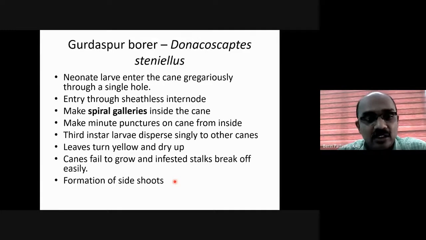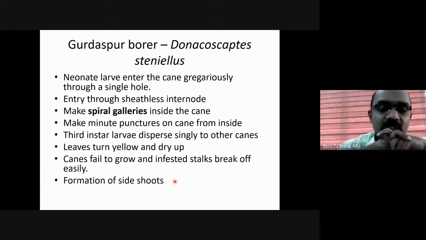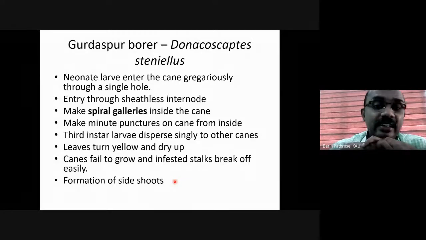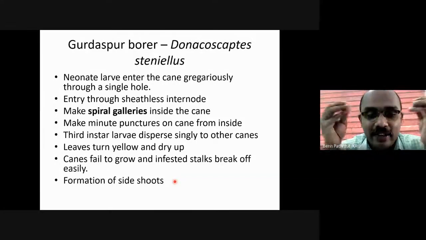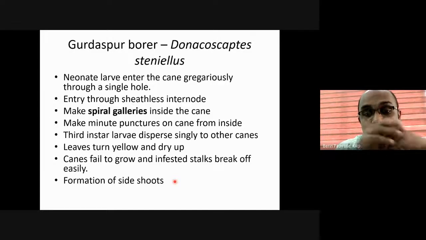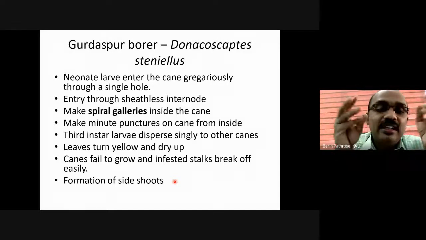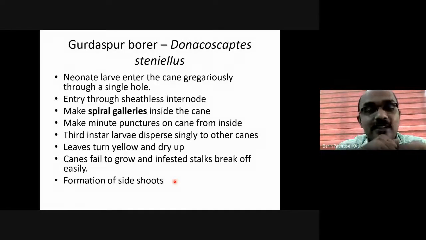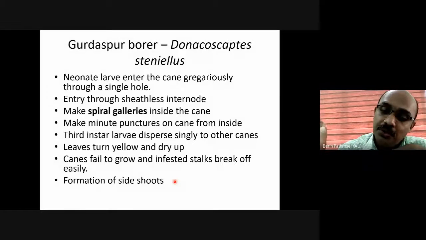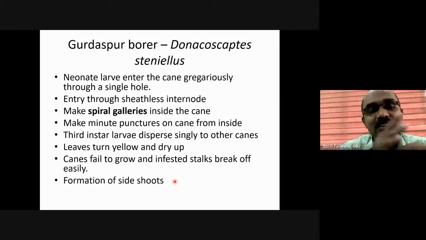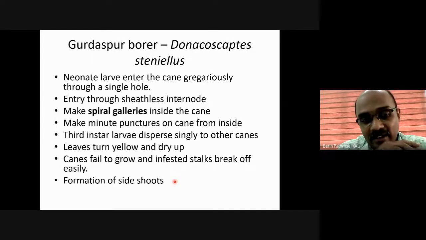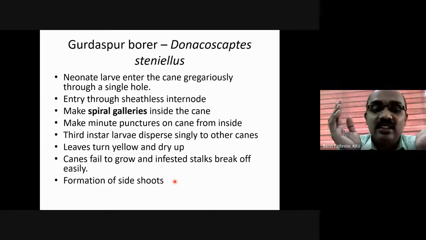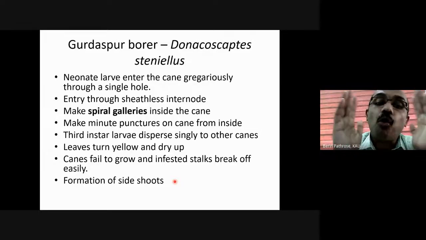Earlier name was Chilo auricilius, the new name is Bissetia steniellus. Unlike the other larvae, this is a pest which attacks the cane gregariously. That means so many larvae attack a single cane. The newly emerged neonate larvae enter the cane gregariously through a single hole. That means a larva makes a hole, and through that hole, numerous larvae enter into a single cane. It mainly enters through the sheathless internode, that means those internodes which are open, exposed.